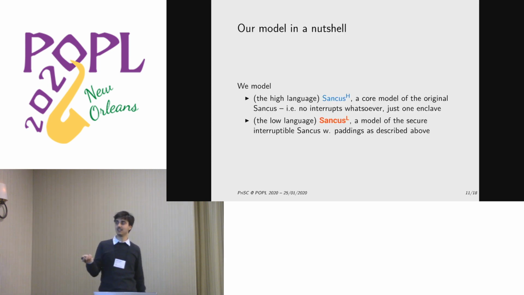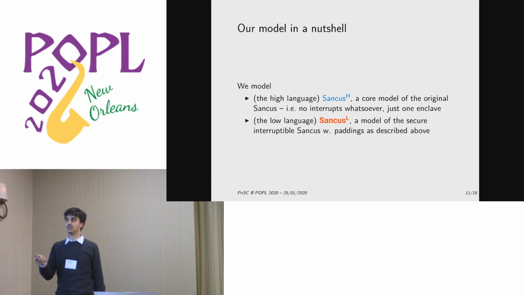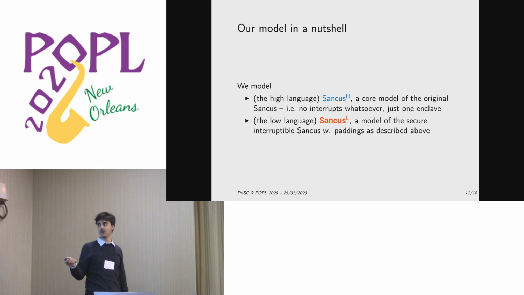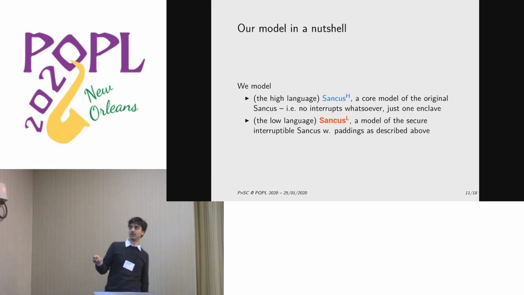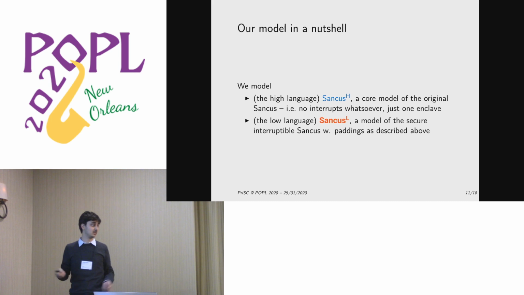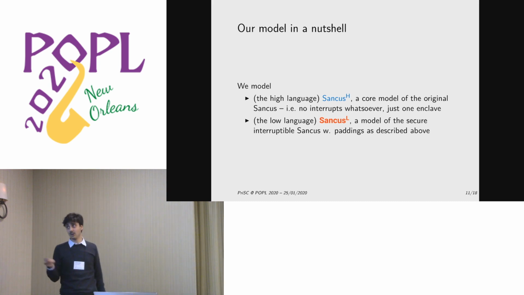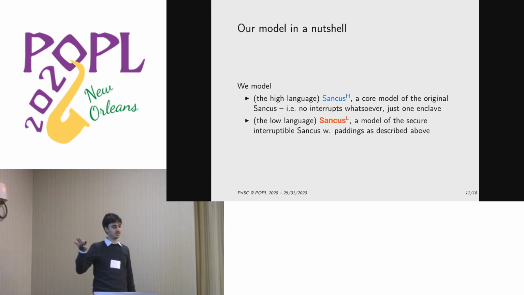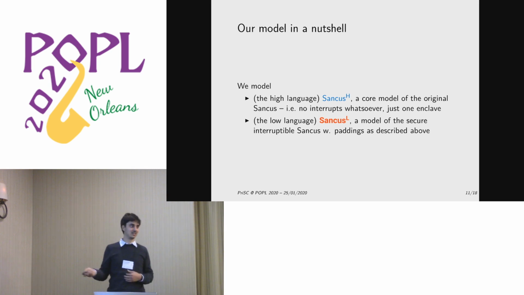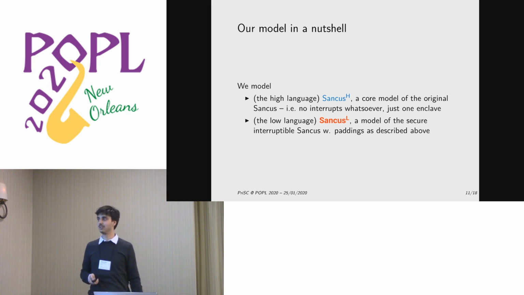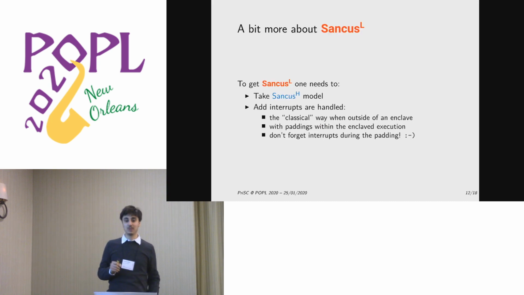So, instantiating what I said before to this setting, we get 2 models, Sancus I and Sancus Low. Sancus I is a core model of the original Sancus ISA, with no interrupts whatsoever, and for simplicity, just one enclave. That's actually enough to have these kinds of attacks. The low-level language, instead, is Sancus Low, a model of a securely interruptible enclave with paddings as described before, plus some other bits, because the paddings are not enough to guarantee security, but we need some other things.